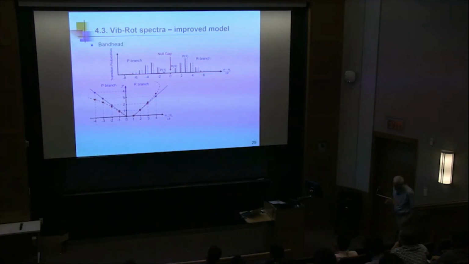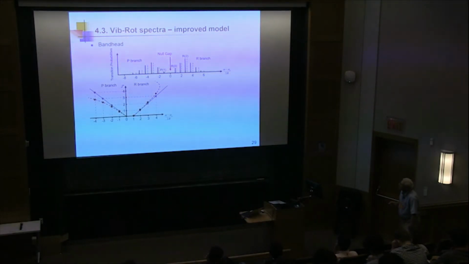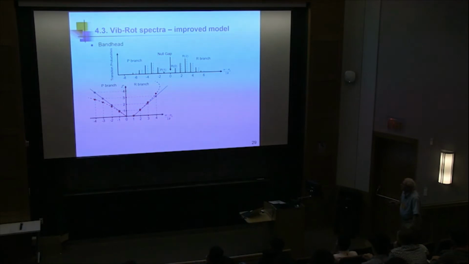So this is sometimes plotted on a diagram, which has its own name. You can plot the positions of these lines versus J, and you'll see what's happening. With the R branch, they get closer and closer and closer, and in the P branch they get further and further apart. What happens when you get up here? That's the funny thing. That's called a bandhead.